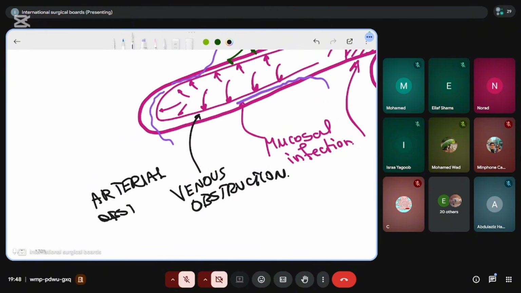And finally, the appendix will perforate, usually near the tip, because the tip receives the last blood supply from the appendicular artery and is the worst to be affected. And we end up with a perforated gangrenous appendix.